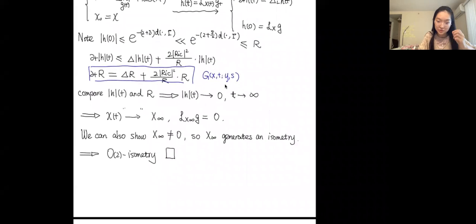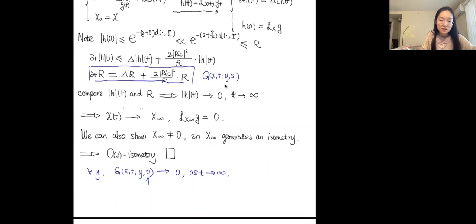And then we'll be able to first show that for any fixed y, this heat kernel is 0 at time 0, and this heat kernel converges to 0 as t goes to infinity. Okay, and then I'll be able to split this.